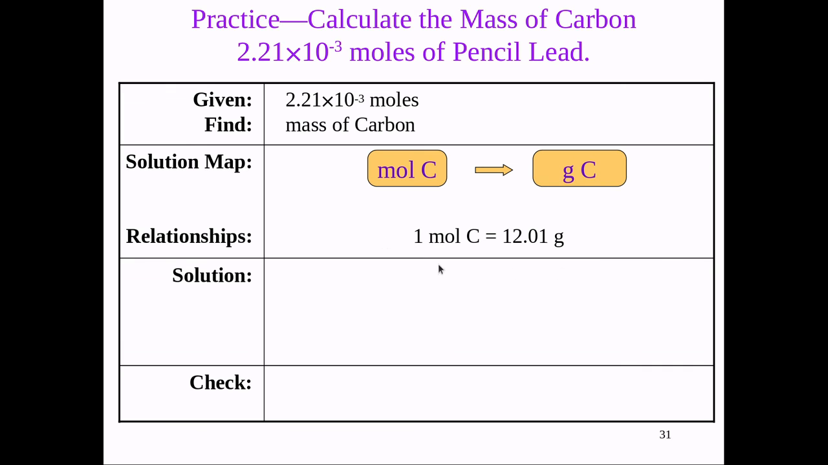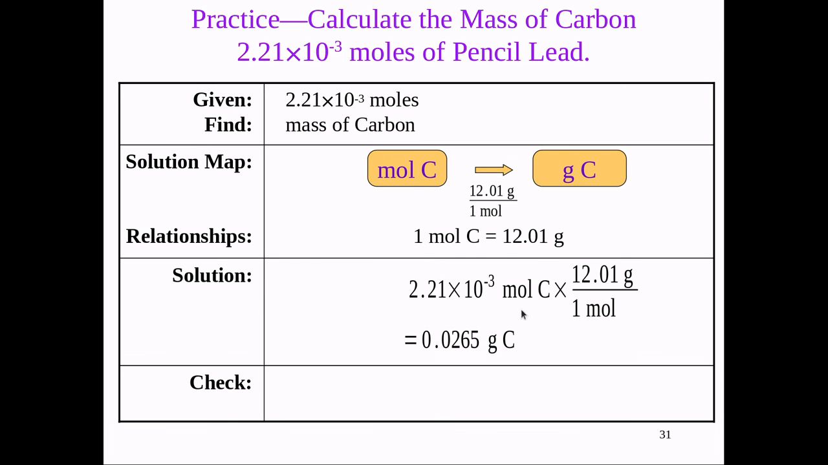Our conversion factor, the fact that we're going to need, is going to come from the periodic table, but it's the same form as we had before. We know that 1 mole of carbon is equal to 12.01 grams. We set up our conversion factor again so that it has the unit that we want in the numerator and the unit we want to get rid of, moles, in the denominator.